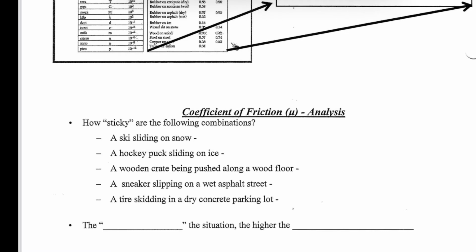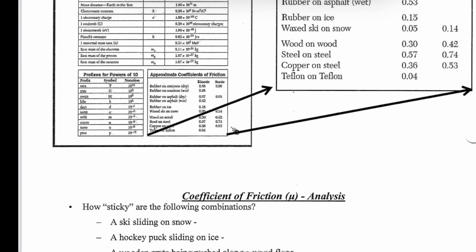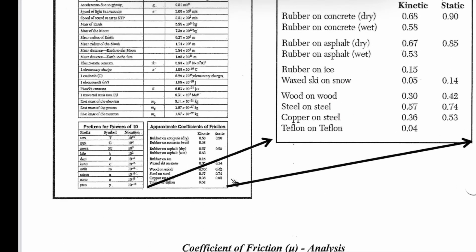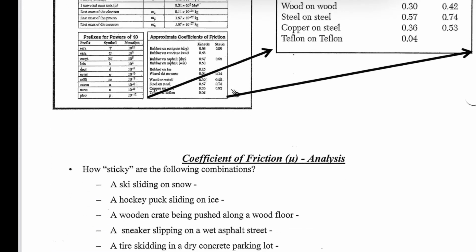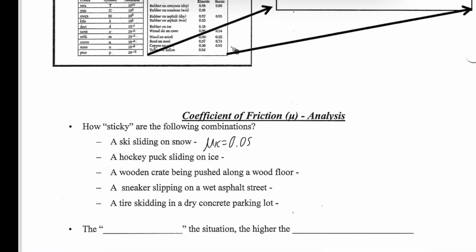All right, let's take a look at each of these combinations below to figure out what their coefficients of friction will be. So we have a ski sliding on snow. If we look up a wax ski on snow, and this is moving, so it's kinetic friction, we'll find that it's mu, and we'll specifically call it mu k, equal to 0.05. Then we have a hockey puck sliding on ice. So this will be rubber on ice, kinetic, to get mu k equals 0.15.